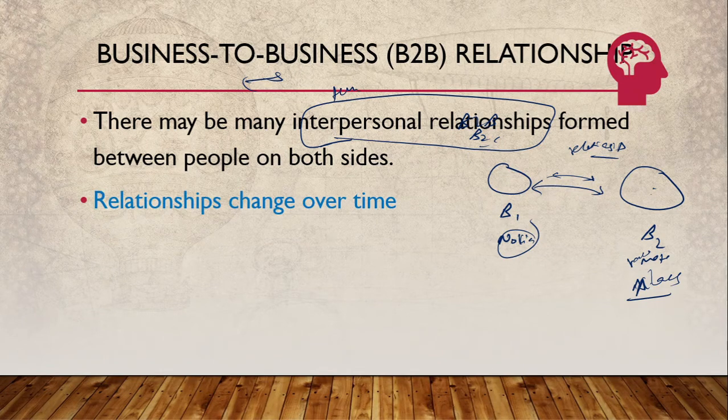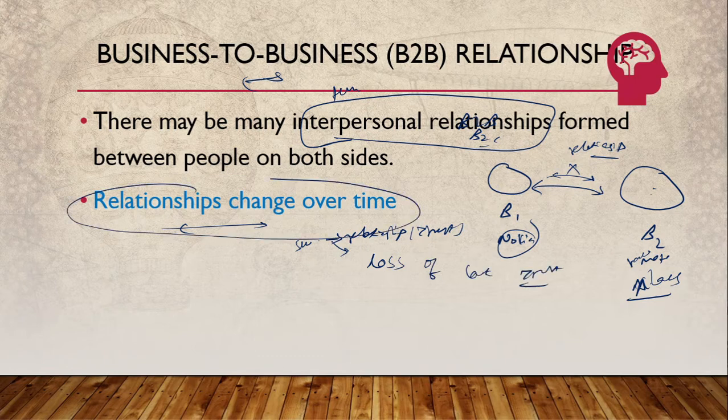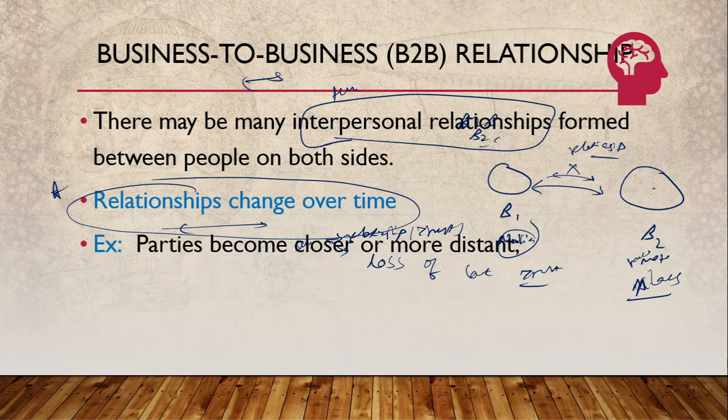And one more thing is relationships change over time. If you are serving the business better, then relationships will be good. Means they will have trust and commitment. But if over a course of time the relationship is not good, then eventually it will lead to the loss of relationship or the lack of trust. So that is why relationships change over time. This you have to remember. As I have said, parties may become closer or they become more distant. I mean, they are separated.